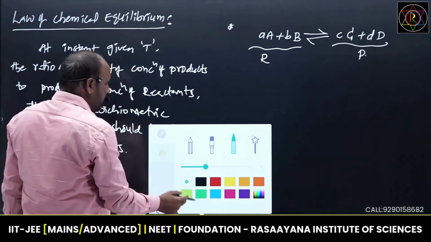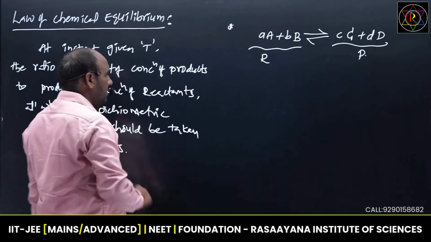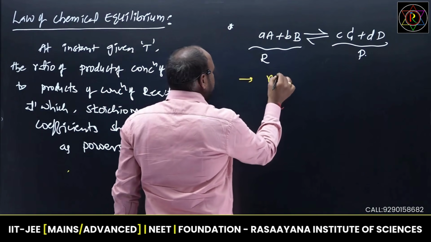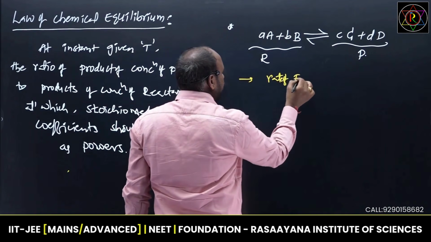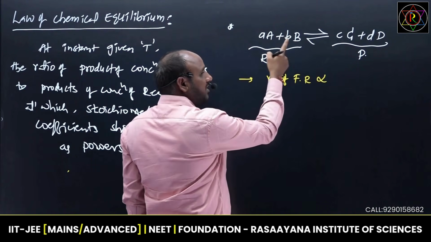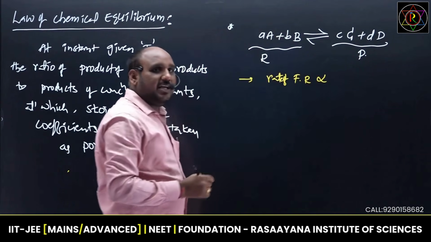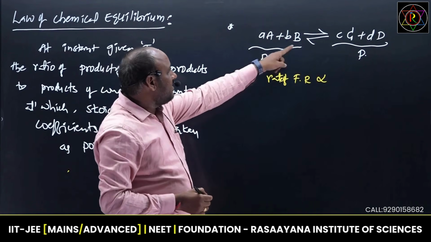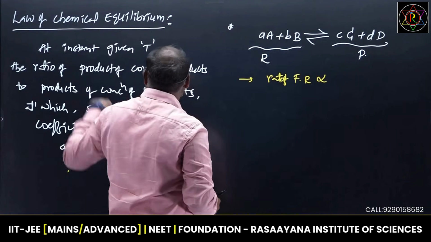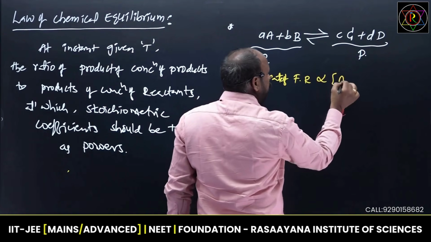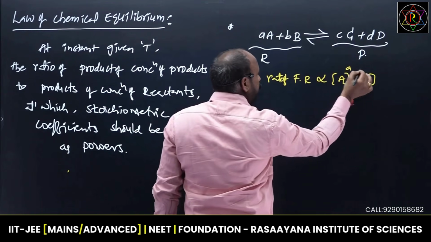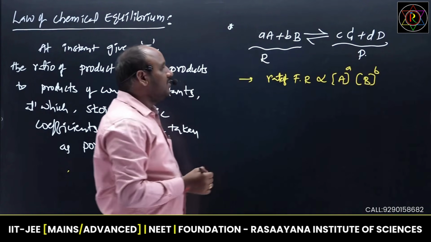According to this, first we have to apply the law of mass action. What is meant by the law of mass action? The rate of forward reaction is directly proportional to the reactant concentrations or active mass of the reactants, that is A and B. So the reactants are capital A and capital B, and small a and b are their coefficients. With the help of the law of chemical equilibrium, these can be the reactant concentrations A and B, whose coefficients should be considered as powers. This is about the forward reaction.